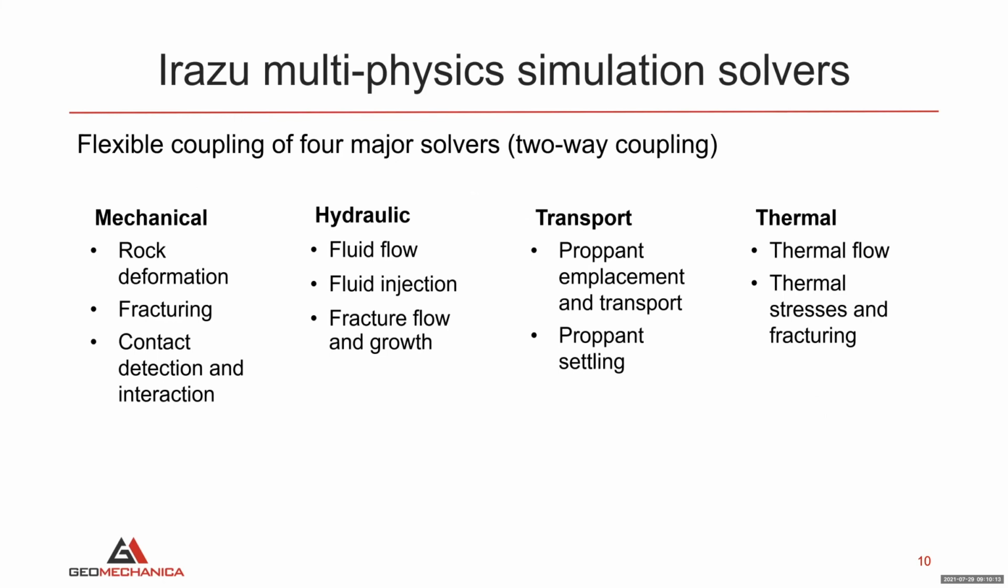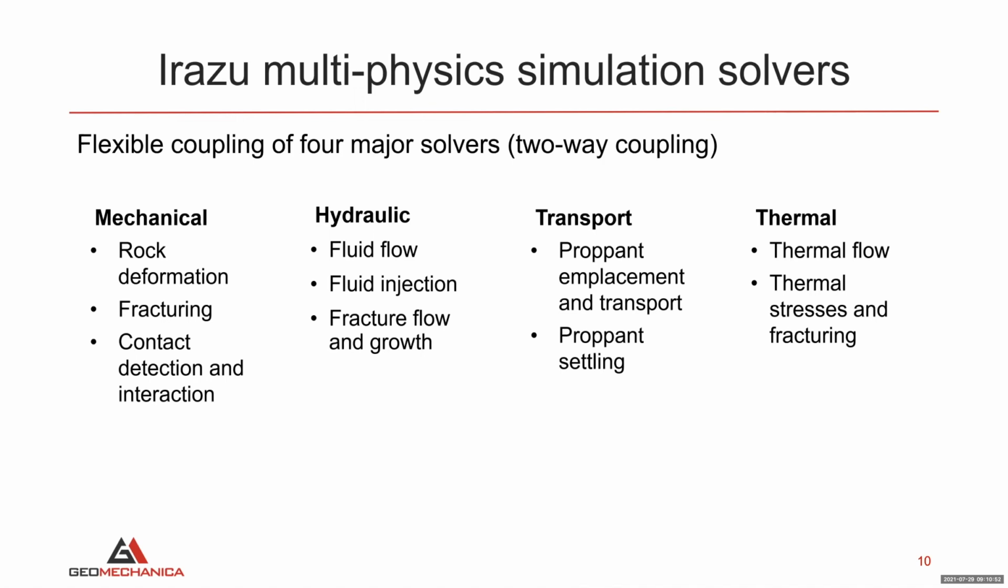As I mentioned, Irazu is equipped with multi-physics simulation solvers that allow you to flexibly couple all of these 4 major solvers using two-way coupling. So the solvers could communicate back and forth with each other. The 4 solvers are mechanical, hydraulic, transport, and thermal. Using the mechanical solver, you can model rock deformation and fracturing, contact detection and interaction of discrete bodies. So you could go from a fully continuous medium to a fully discontinuous medium, or start with a discontinuous medium and capture the interaction of these discrete bodies.